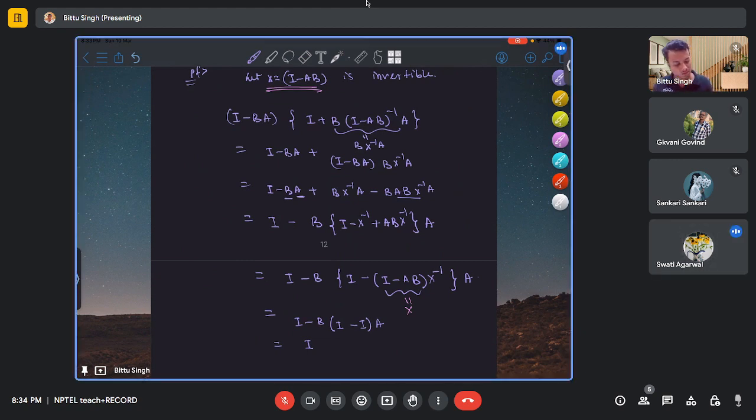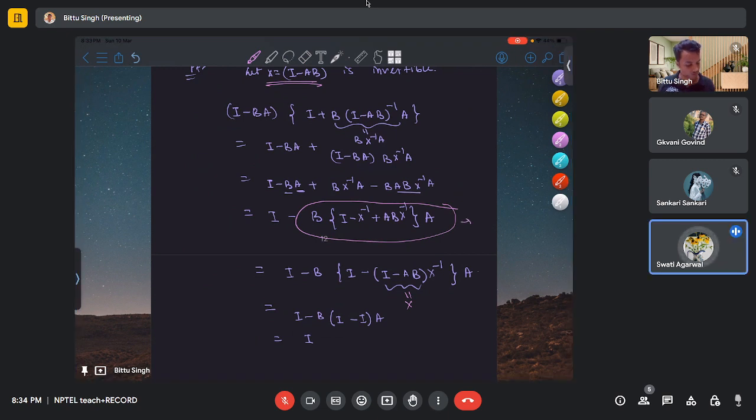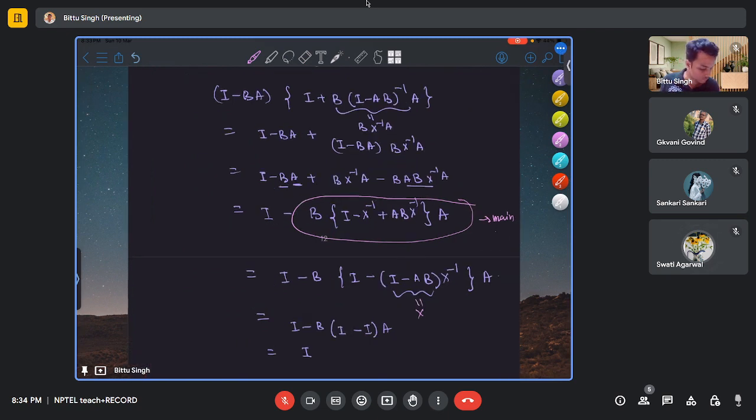There is some manipulation. You need to be careful here, otherwise most often you will do something wrong. You need to be careful because this is the main step, taking B and A common. This is the main step for this. If you don't do this, you will not get the answer.